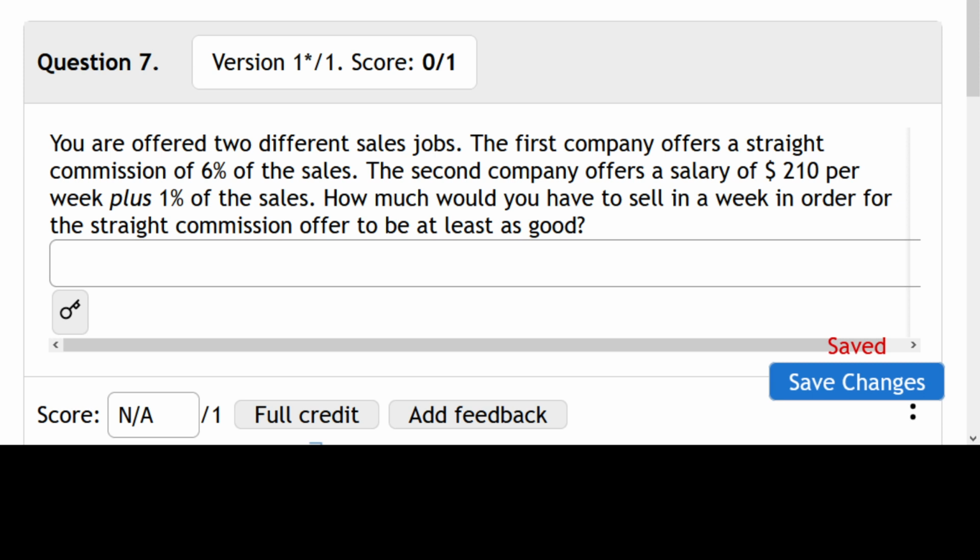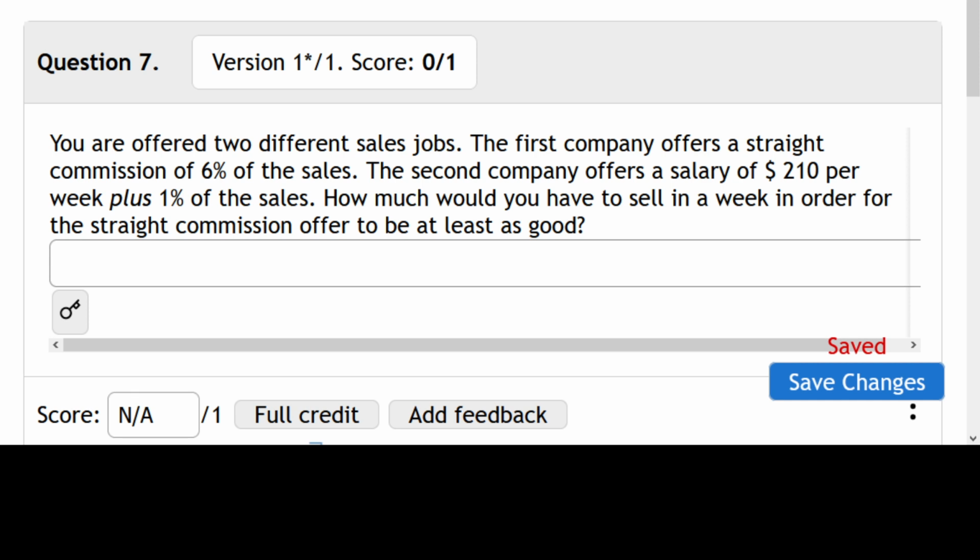So if we read through the problem, you're offered two different sales jobs. First company offers a straight commission of 6% of the sales. Second company offers a salary of $210 a week plus 1% of the sales. And so the question is, how much would you have to sell in a week in order for the straight commission to be at least as good?